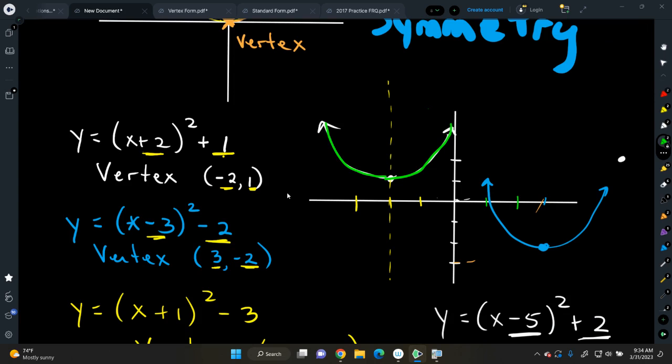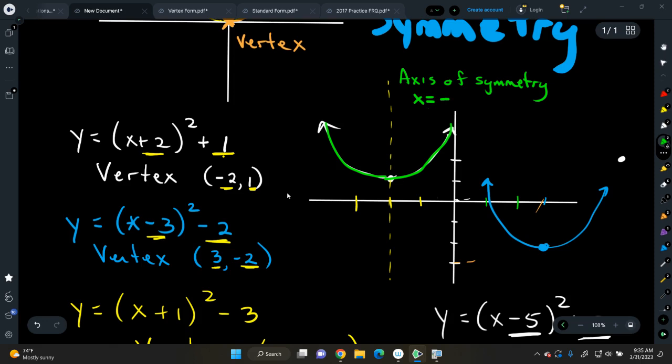Now, the axis of symmetry is a line. It's an imaginary line. It's not actually part of the graph. We would say that our axis of symmetry is the line x equals -2 because it goes through that value on the x-axis. X equals -2. That's my axis of symmetry.